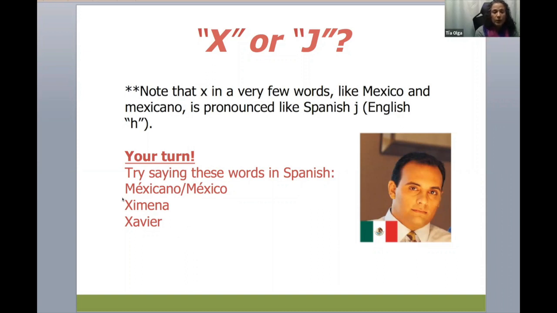Remember, we can write it with a J instead of X: Mexicano, México. Jimena, Javier. Also, it's correct to say it in that way.